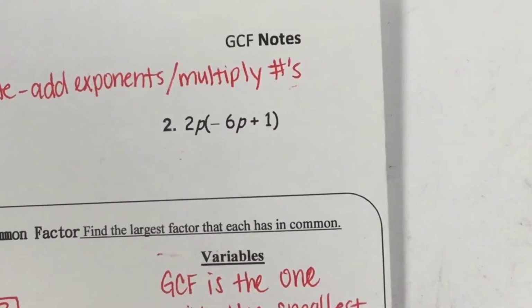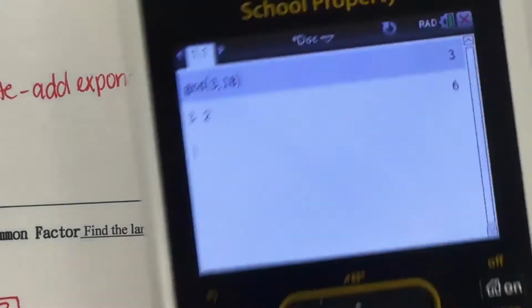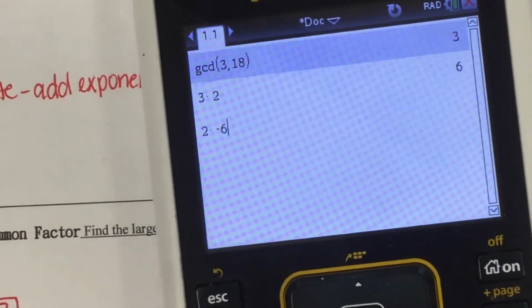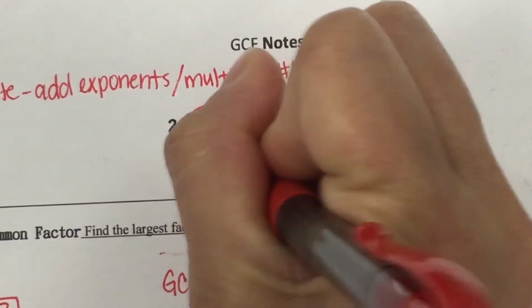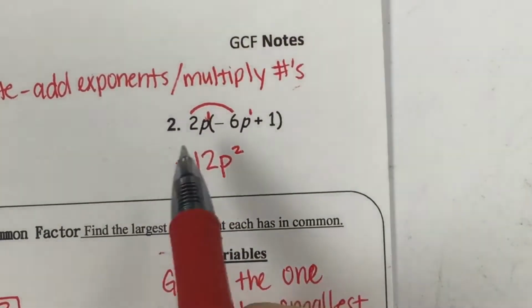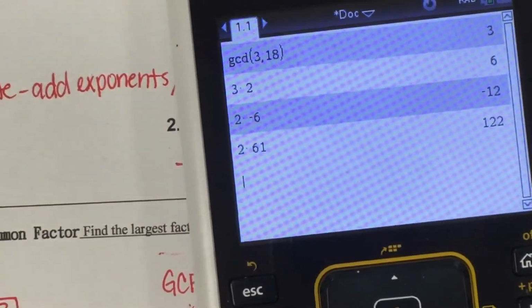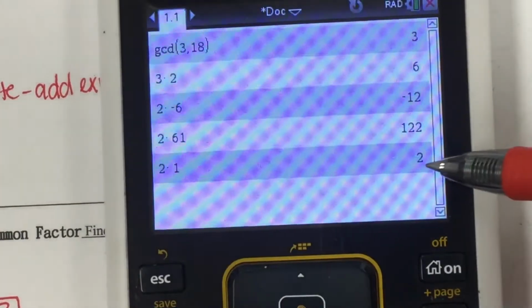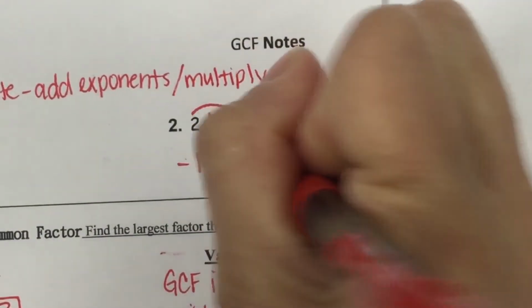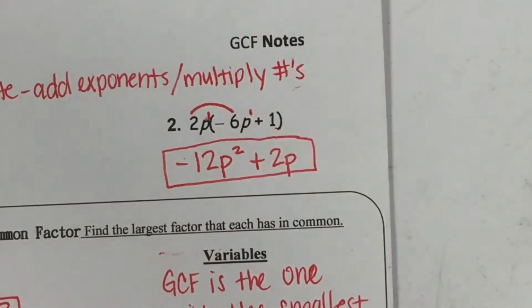Number 2, you're going to take 2p times negative 6p. So you add your exponents and multiply your numbers. 2 times a negative 6 is negative 12. So you're going to write negative 12p, and you add the exponents, squared. 2p times 1, so 2 times 1 is 2 right here, so plus 2p. Here you're done because there are no more like terms.